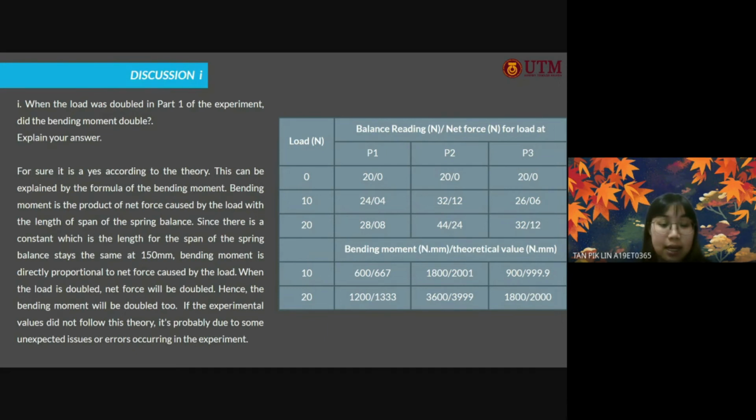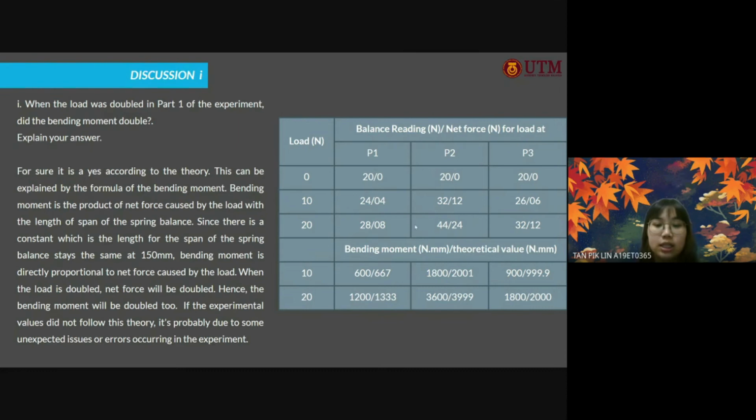So is 150 millimeter. When we use the formula to get the answer, the bending moment is directly proportional to the net force caused by the load. So when the load is double, net force will be double as well. Hence, the bending moment will be double too. If the experimental value did not follow this theory, it is probably due to some unexpected issue or error occurring during the experiment.